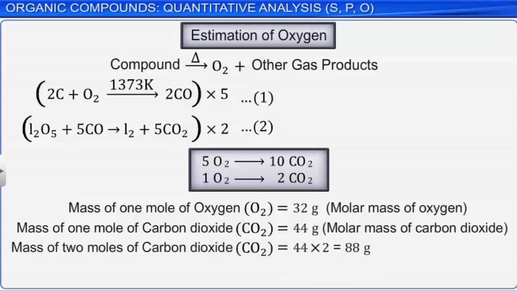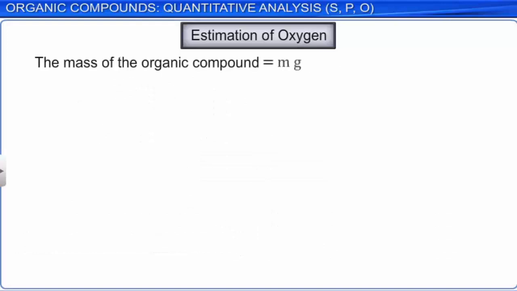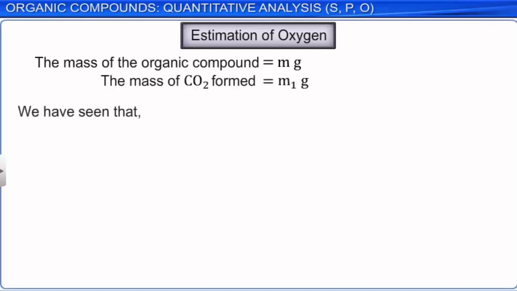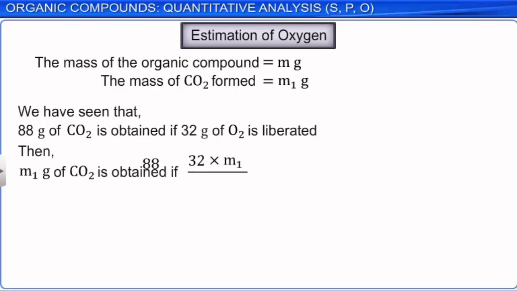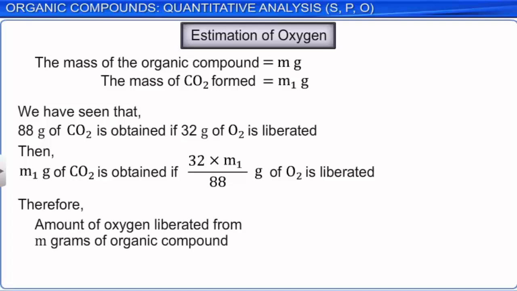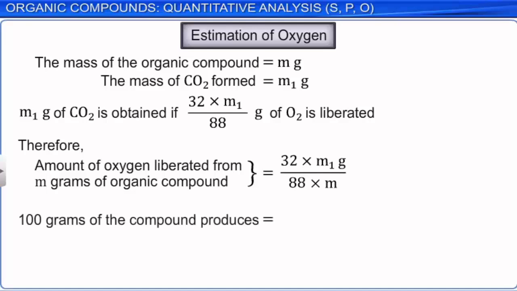Let the mass of the organic compound taken be m grams. Mass of carbon dioxide produced is m1 grams. We have seen that 88 grams of carbon dioxide is obtained if 32 grams of oxygen is liberated, and then m1 grams of carbon dioxide is obtained if 32 into m1 divided by 88 grams of oxygen is liberated. Therefore, the amount of oxygen liberated from m grams of organic compound is equal to 32 into m1 divided by 88 multiplied by m. Hence, 100 grams of the compound produces 32 multiplied by m1 multiplied by 100 divided by the product of 88 and m. This gives the percentage of oxygen present in the compound.